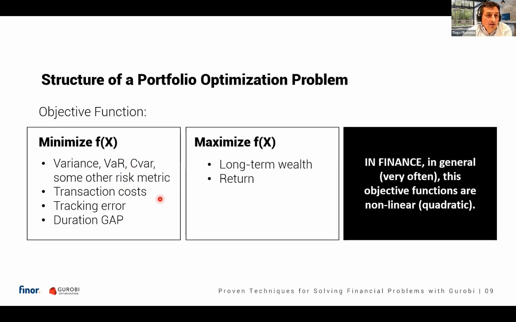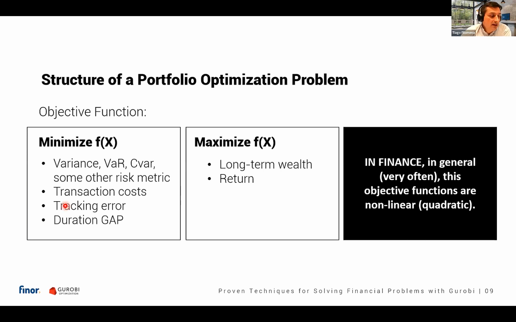We might be, for instance, trying to minimize some transaction costs. In a passive investing problem, it's common to try to minimize the tracking error, or in a hedge operation, we might be trying to minimize the duration gap of the portfolio. We also might be maximizing some functions, for instance, some long-term wealth or return.